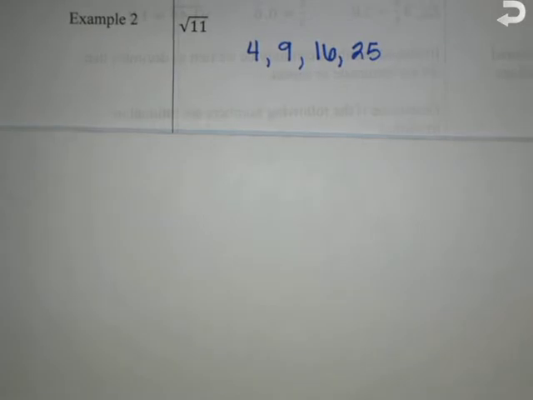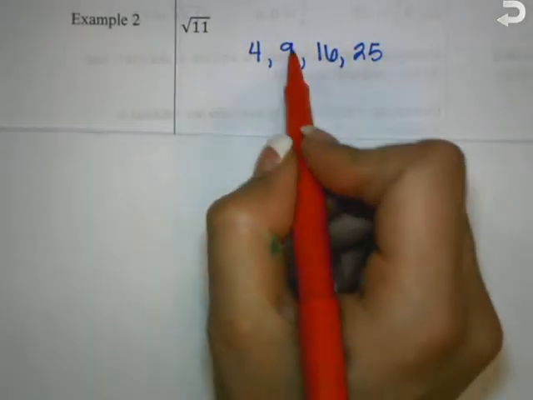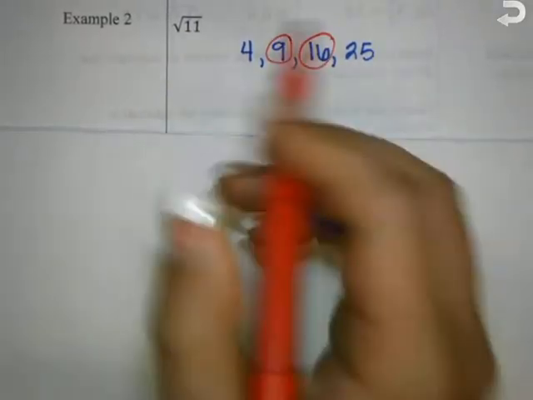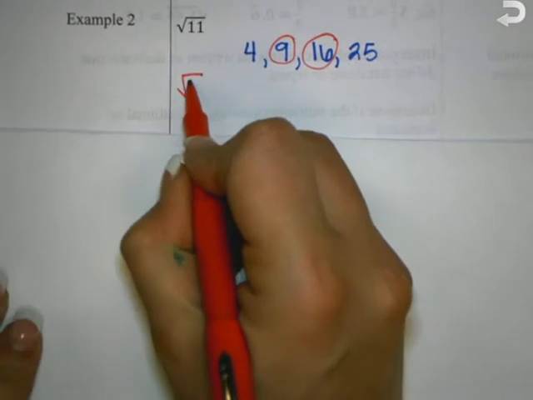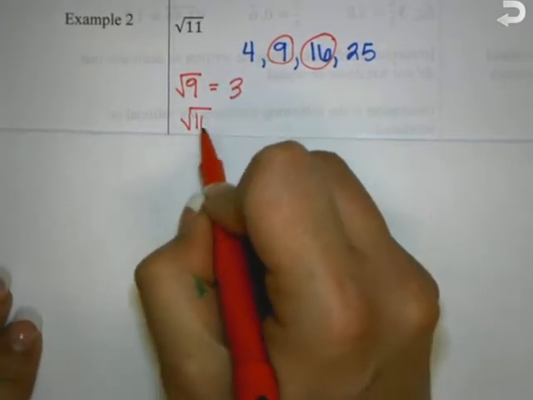So what two perfect squares are closest to 11? 9 and 16. So what is the square root of 9? 3. And what's the square root of 16? No, square root of 16.